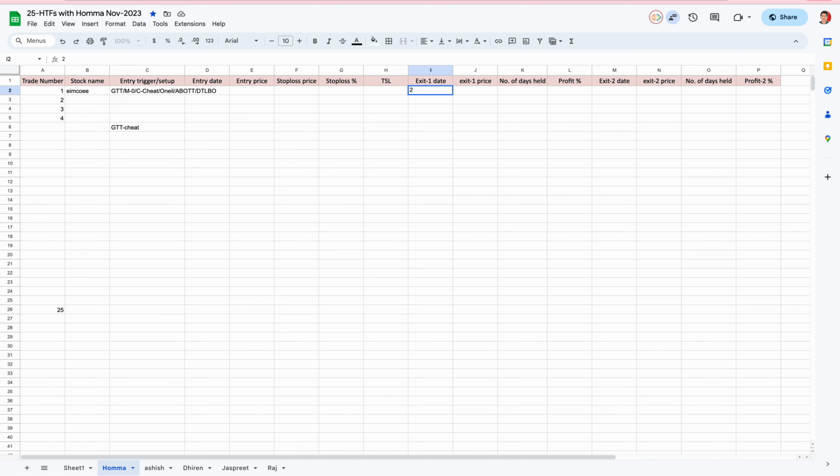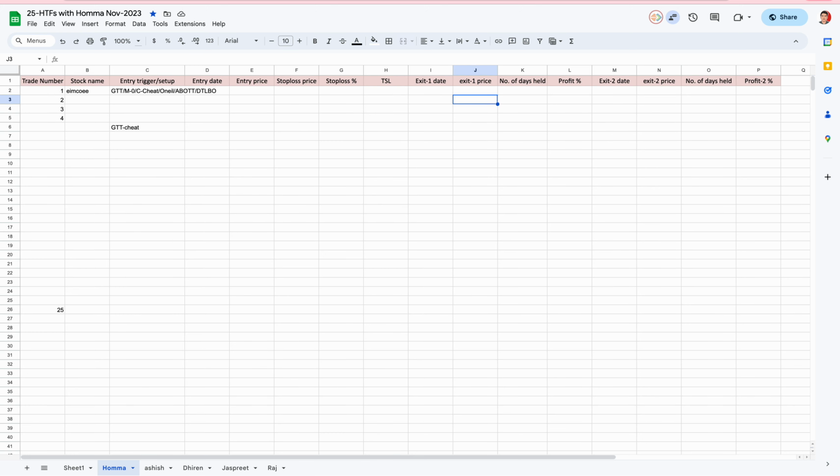So first exit. First exit always at 2R. Okay, and you just enter here at what price point you exited. Now because it's already at 2R, you can already put a GTT order here, right? And then exit date, exit 1 price, then number of days held, right? So number of days held would be exit date minus entry date. So this will automatically be filled up. What was the profit percentage? Then exit 2 date, price, number of days, and profit.